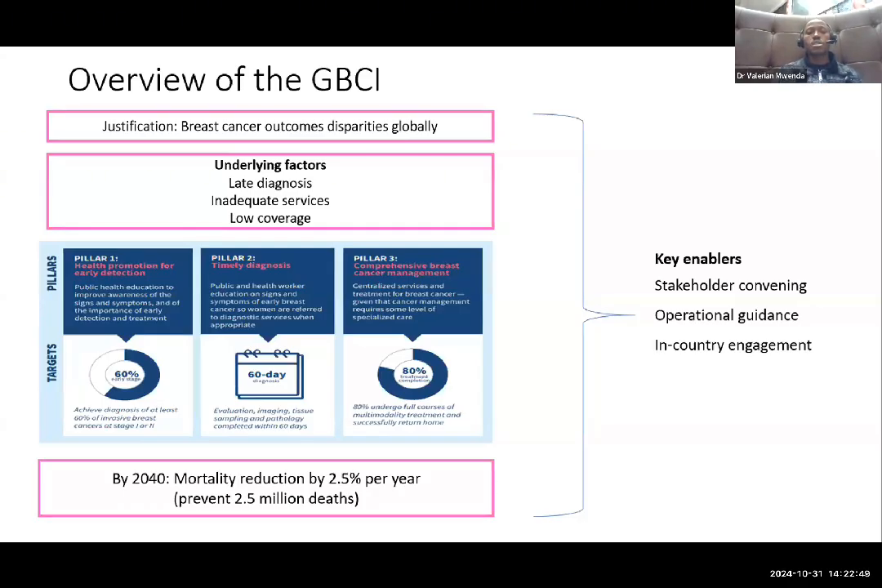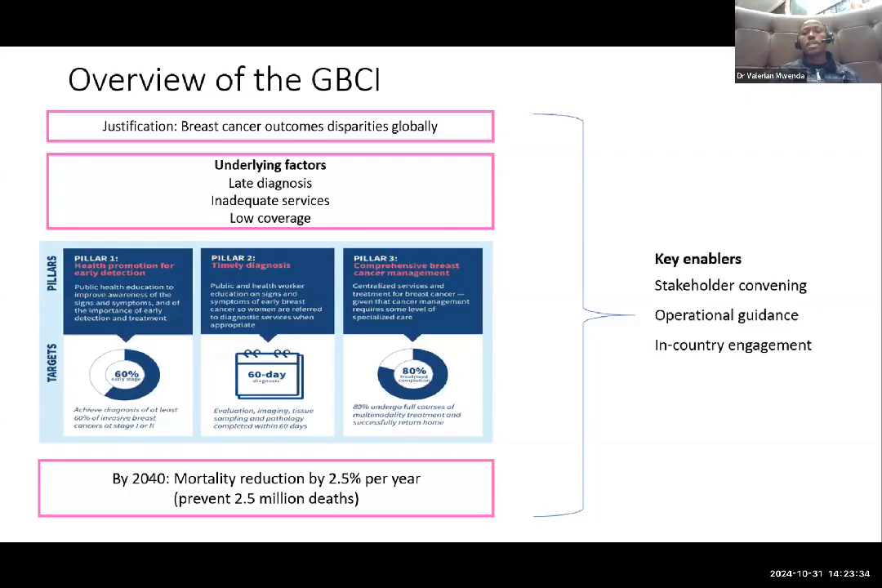And you can also see the three targets for each of these pillars. At least 60% of the diagnosis being made at early stages, stage 1 and stage 2. At least diagnosis being achieved within a 2-month period, not more than 60 days, and at least 60% of women with invasive disease receiving multimodal treatment for breast cancer. And all this is meant to move the world towards the target, by 2040, of reducing breast cancer mortality by at least 2.5% per year, which is estimated to prevent up to 2.5 million deaths.